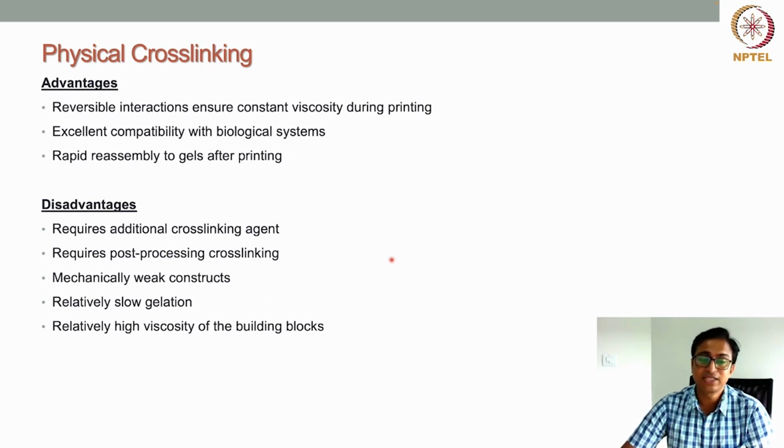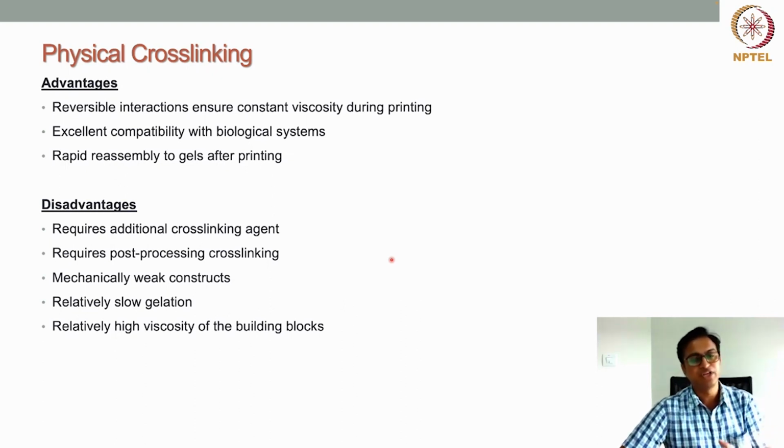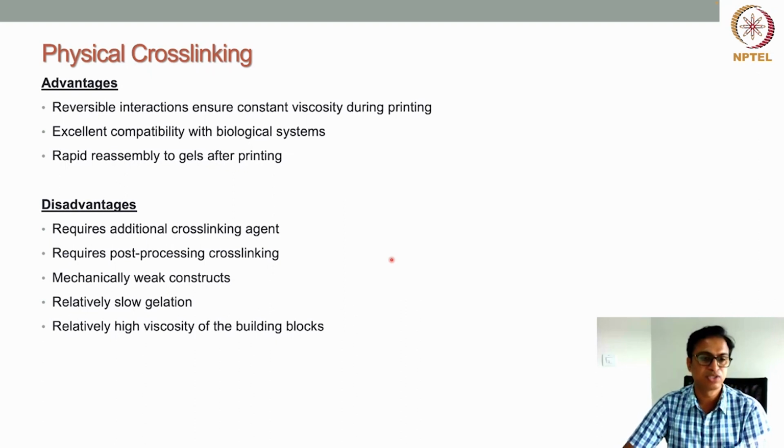Another thing is the relatively high viscosity of the building blocks. If we are using physical means for cross-linking, then during the process, when the cross-linking or gelation happens, we end up getting very viscous building blocks. That can be another challenge in coming up with the whole structure, so we need to take care of this. So these are the advantages and disadvantages of physical cross-linking.